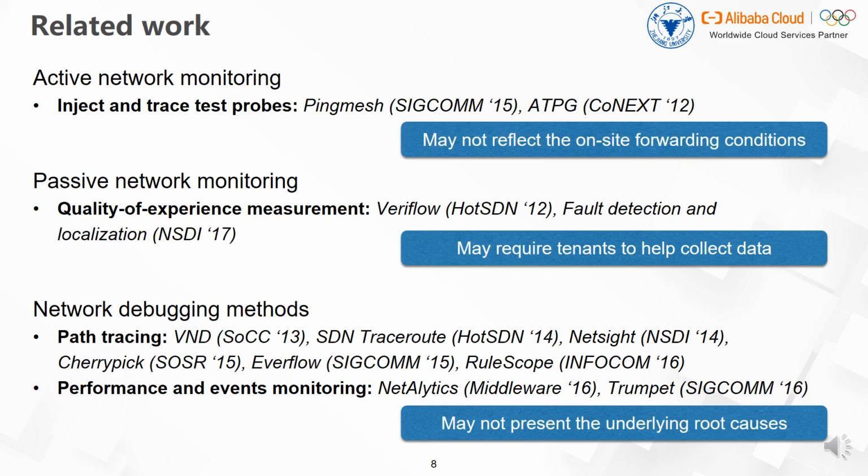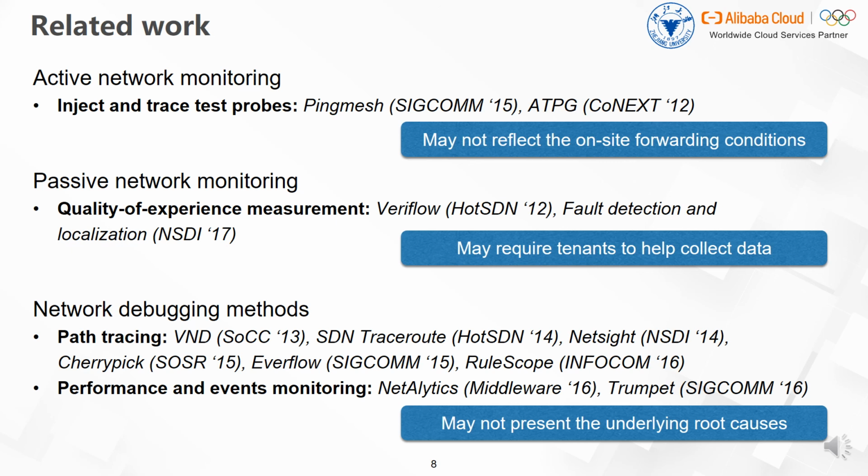There is a vast body of prior work related to our research focus. We classify them into three categories. First, active network monitoring methods may not be appropriate for VTrace, since the probing traffic and the production traffic may travel along different paths, which prevents reflecting the on-site forwarding conditions. Then, passive monitoring methods may require tenants to help collect data. However, we need a non-intrusive way for cloud tenants. At last, network debugging methods perform well in locating the culprit node, but they cannot present the underlying reasons for which a packet is discarded.